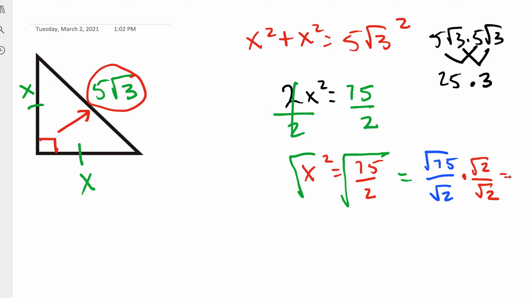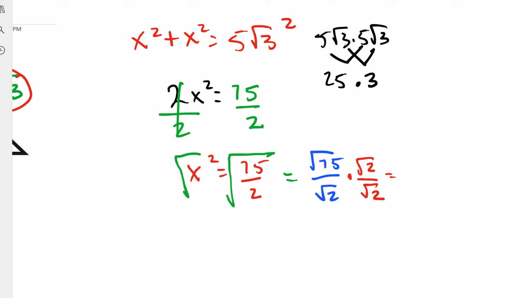So the top becomes the square root of 150, because the square root of 75 times the square root of 2 is the square root of 150. I don't have to put it together since I'm going to factor it anyway. I could just leave it 75 times 2, put it under the same roof. And square root of 2 times square root of 2 is normal 2.